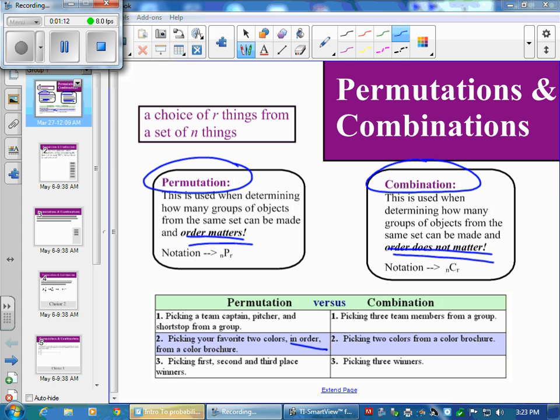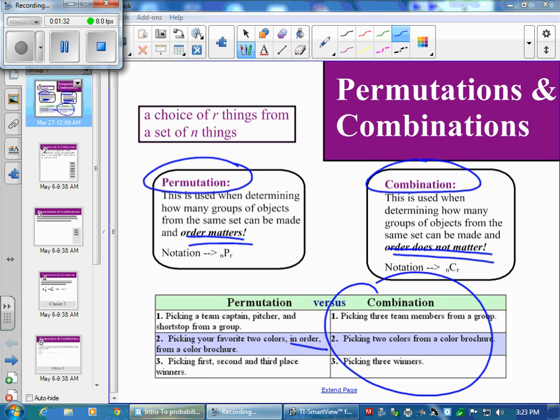Combinations would be something more random. So if I'm just picking 3 team members from a group and I don't care about their order, I would be dealing with a combination. If I'm picking 2 colors, but I don't care about which is my first or second favorite, or picking 3 winners, again, if you notice, in any of these examples, there's no type of order.